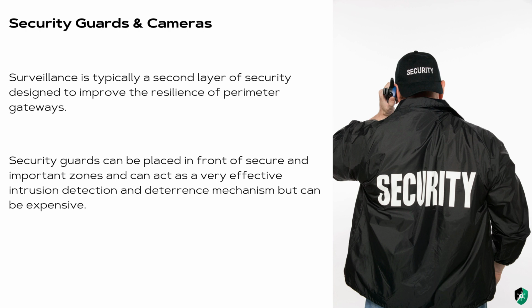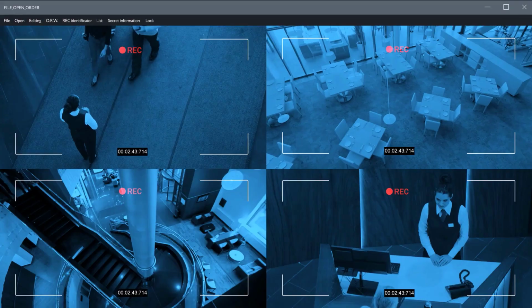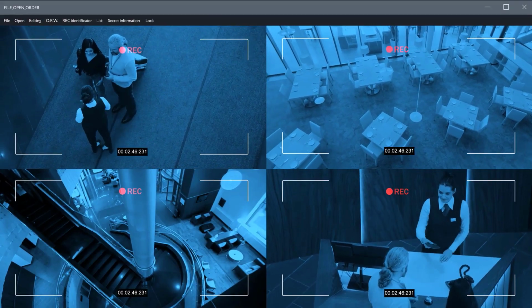We can also use security guards and cameras, obviously. Surveillance is typically a second layer of security designed to improve the resilience of perimeter gateways. So we can station security guards in front of secure and very important zones. And just the mere presence of these security guards can act as a very effective intrusion detection and deterrent mechanism. However, it can be expensive because you have to pay their salaries. So closed circuit TV is a cheaper means of providing surveillance rather than using security guards.